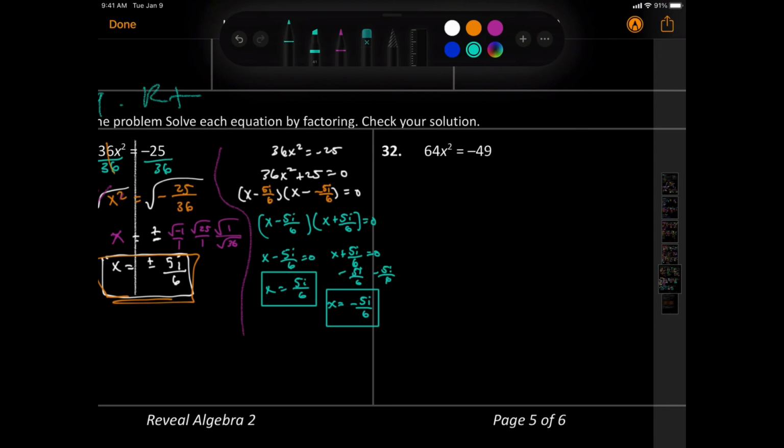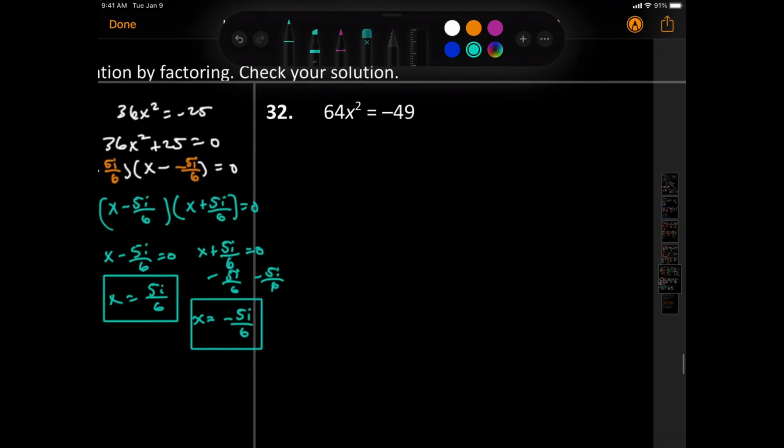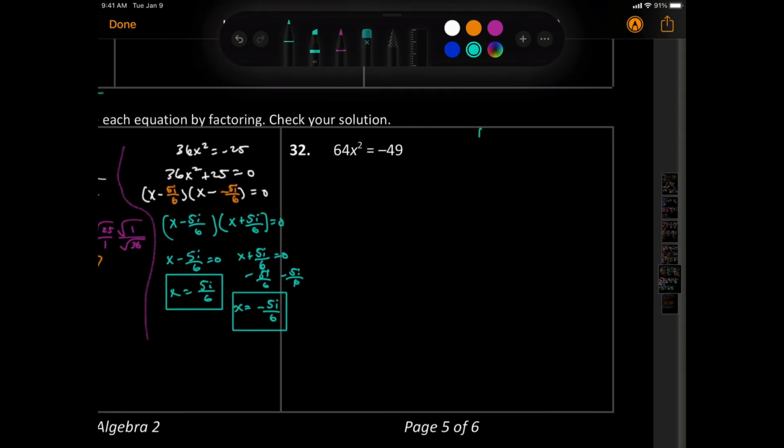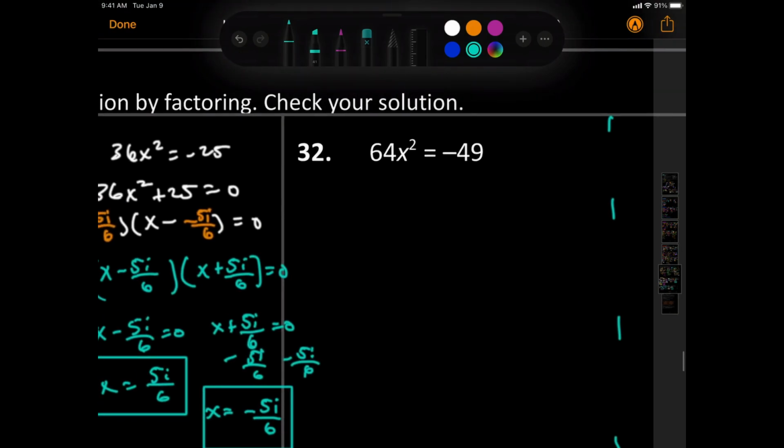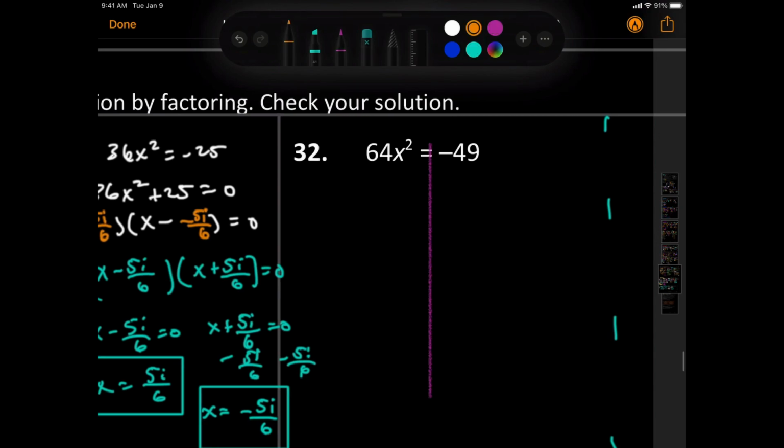Okay, number 32. Again, we're showing you using the square root method. The square root method gets our solutions, and we use the solutions to go back to factored form. Or you can use the difference of squares formula. So I'm going to divide by 64 to isolate. So that equals 1. So you're left with x squared equals negative 49 over 64.